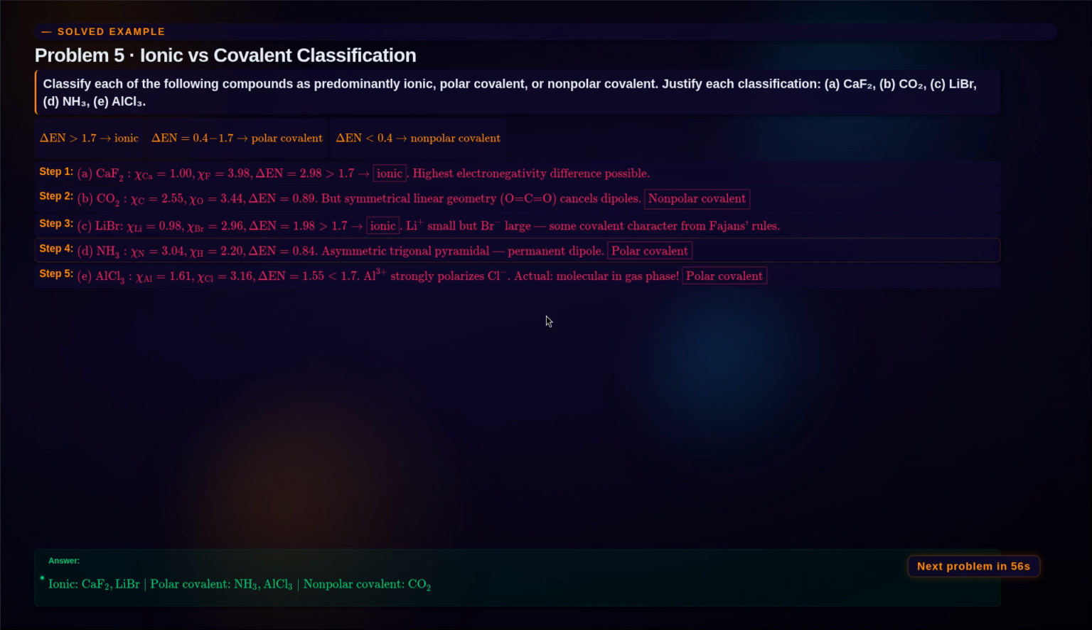Step 3. The strongest reducing agent is the element that loses electrons most easily. Cesium has the lowest IE of all elements at 376, making it the most powerful reducing agent.